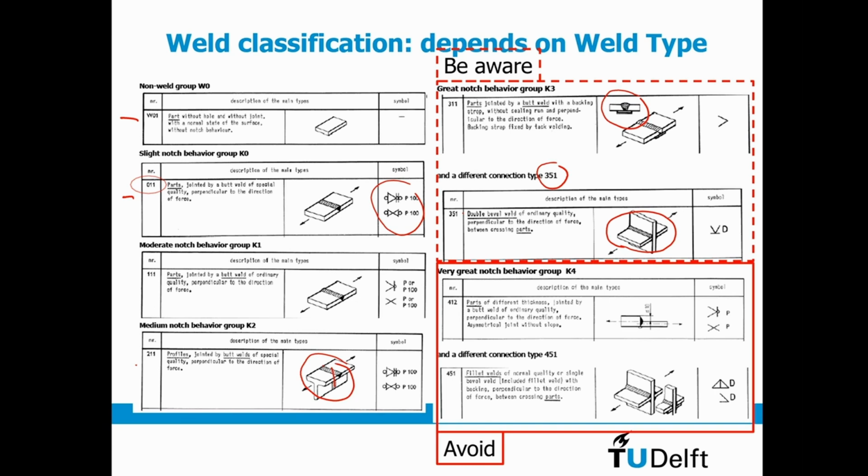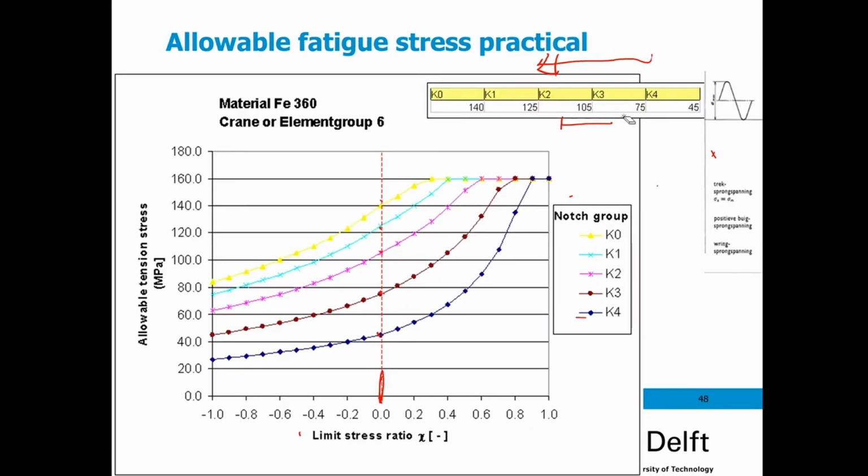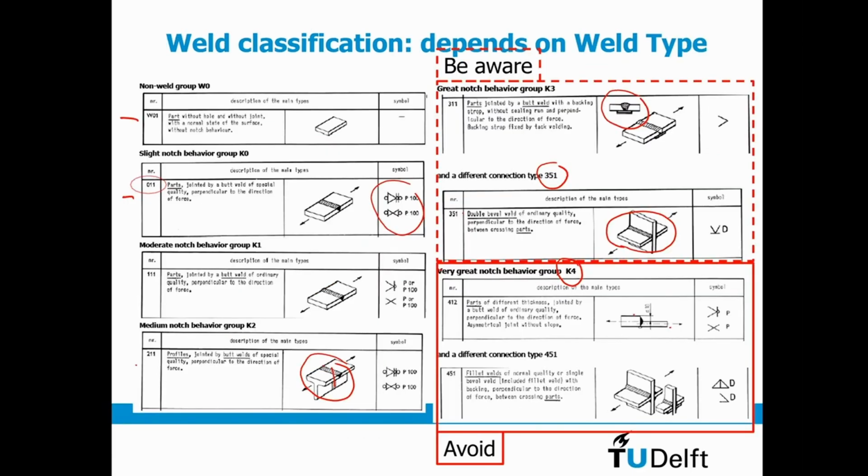And I can also see that if I go from thick plates to thin plates within a certain category, I end up in K4. Yeah, and basically, if I have a situation where I have lifting appliance crane group 6, so I have 2 million loads to lift and lower, my allowable stress is only 45 megapascal. That is compared to yielding, which is 160. That is a huge reduction.